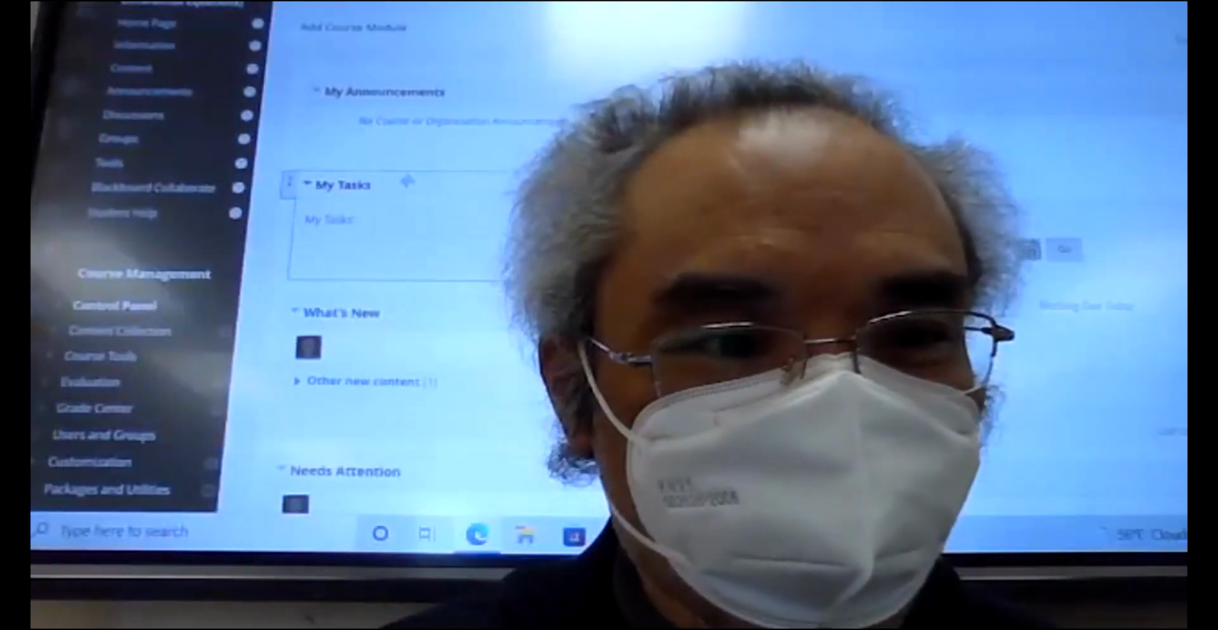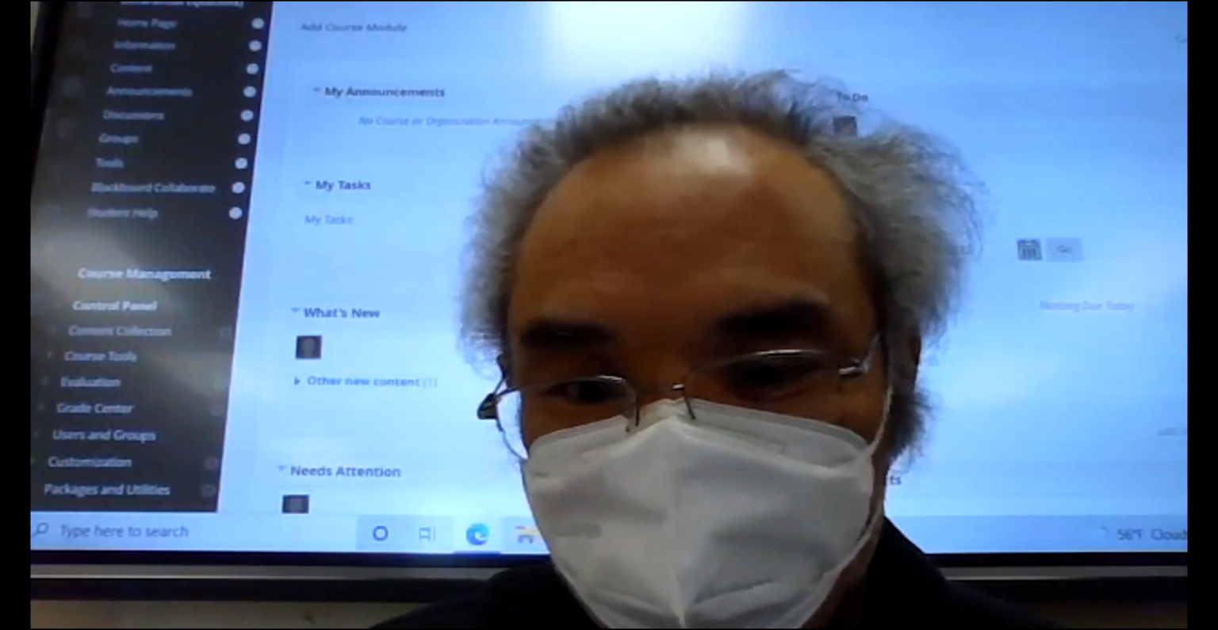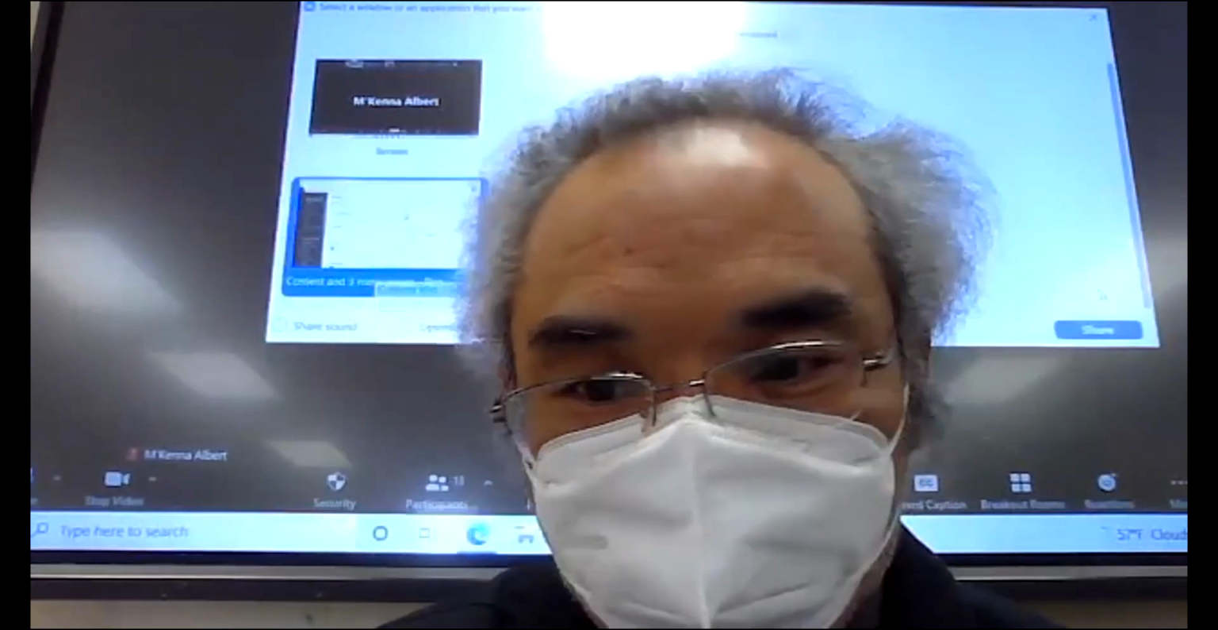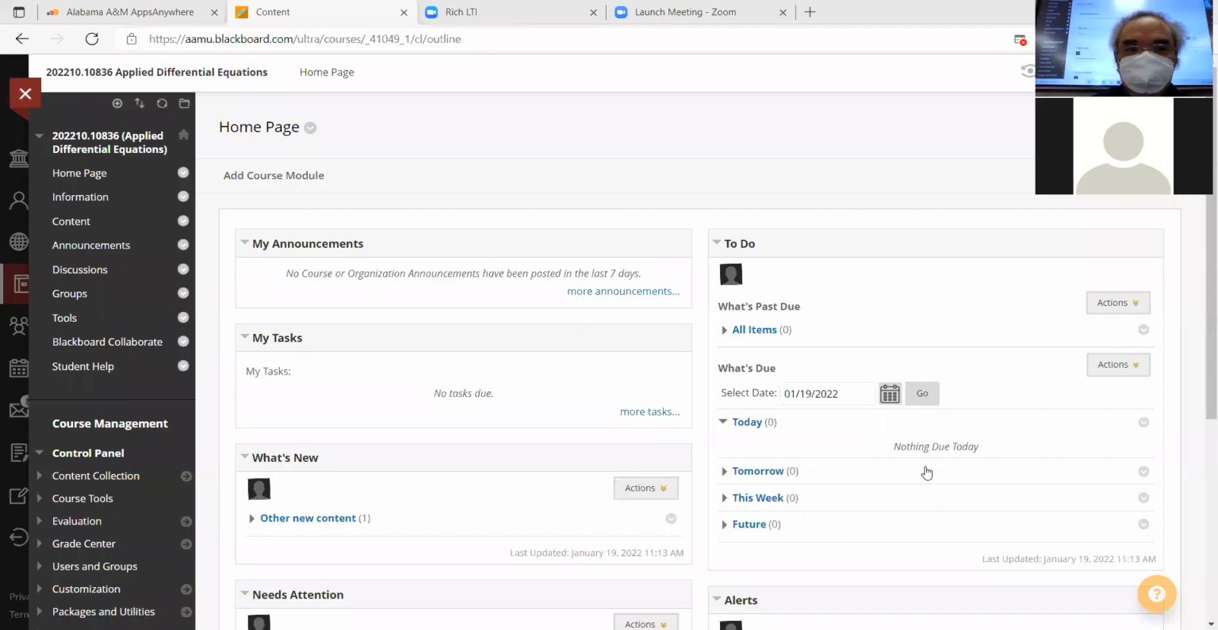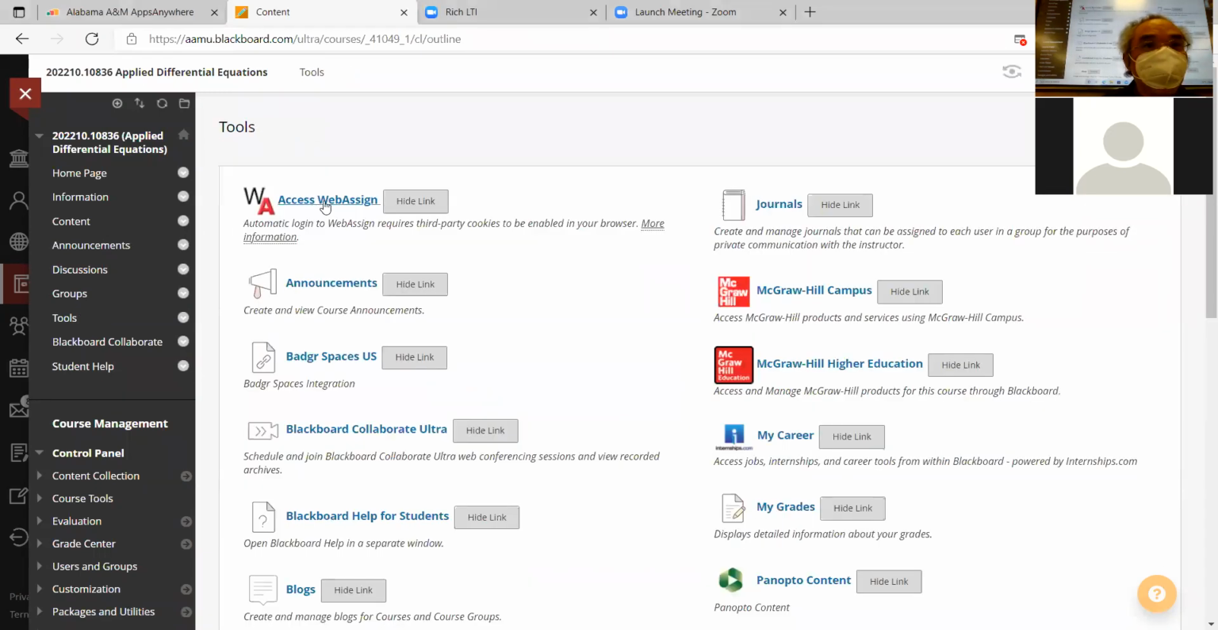And show you, okay, so you're going to see now how we access WebAssign from Blackboard. Okay, so this is the course in Blackboard, applied differential equations, and then you click on the tools. You see WebAssign, just click on that, then you get into WebAssign automatically. That's how you access WebAssign, once you buy the access code and get accounts linked with Cengage.